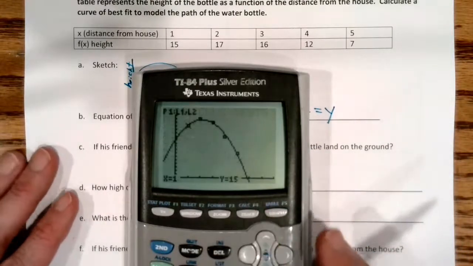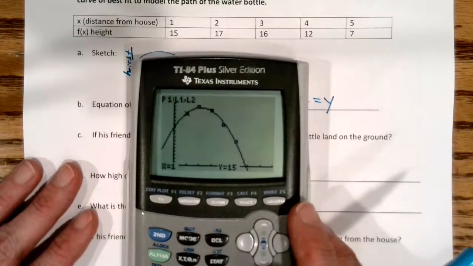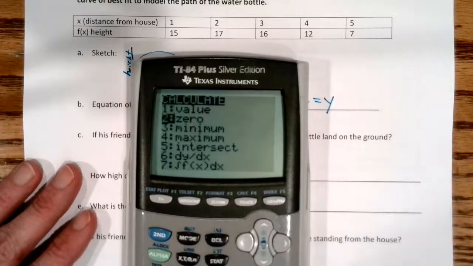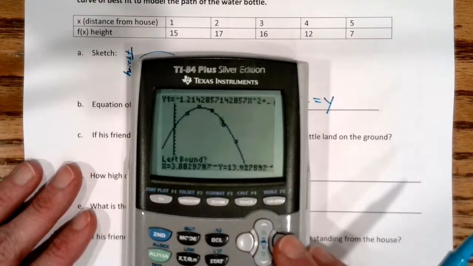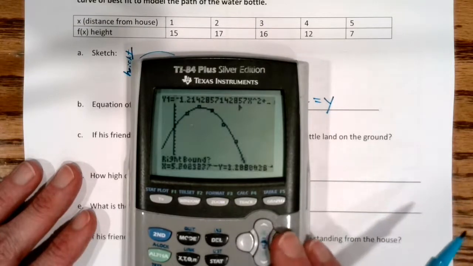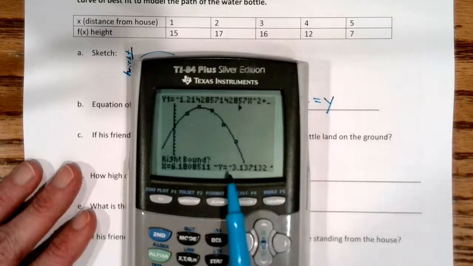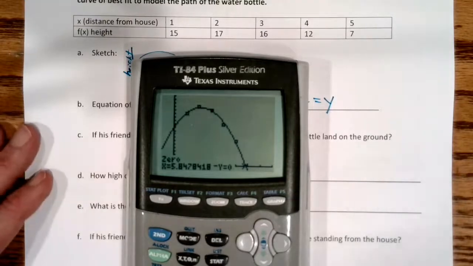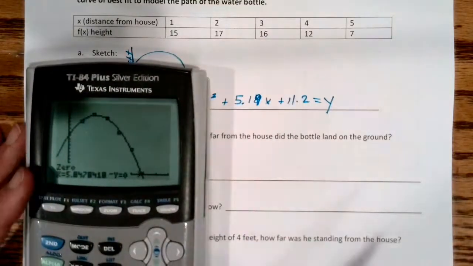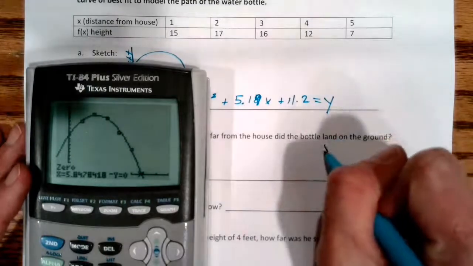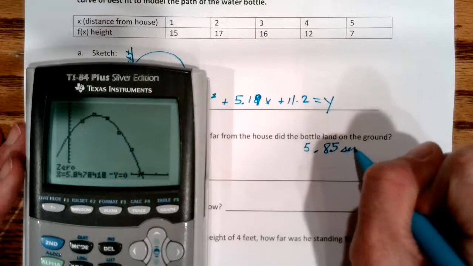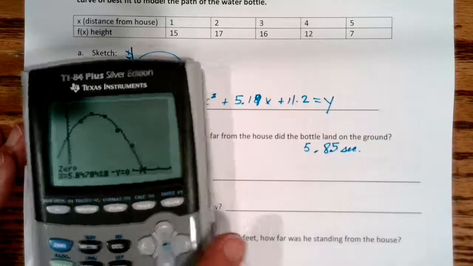Stat calc. Oh, that's not what I want. I want regular calc, second calc, and I want to find my 0. I'm going to put Mr. Blinky down by the intersection to the left and right. As soon as my y's go negative, I'm okay. So what this tells me is that at 5.85 seconds, that's when the water bottle hits the ground.